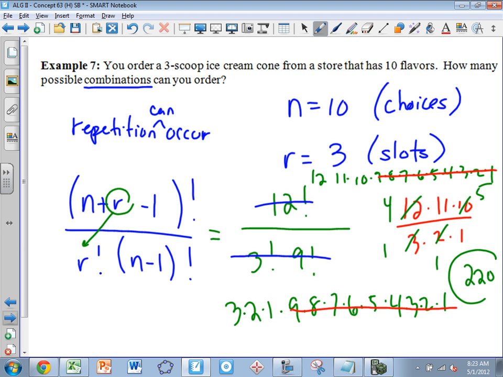So there are 220 different combinations you can get of ice cream if there were 10 choices and 3 scoops. Now, imagine there were 31 choices. How many more? There'd be a lot more, wouldn't there? A ton more. Now, I don't want to do this every time. I want to take this expression and plug it right into my calculator. 12 factorial over 3 factorial, over the quantity, 3 factorial times 9 factorial.